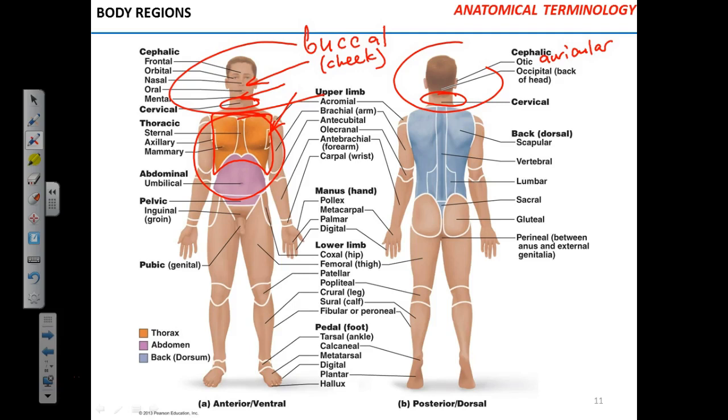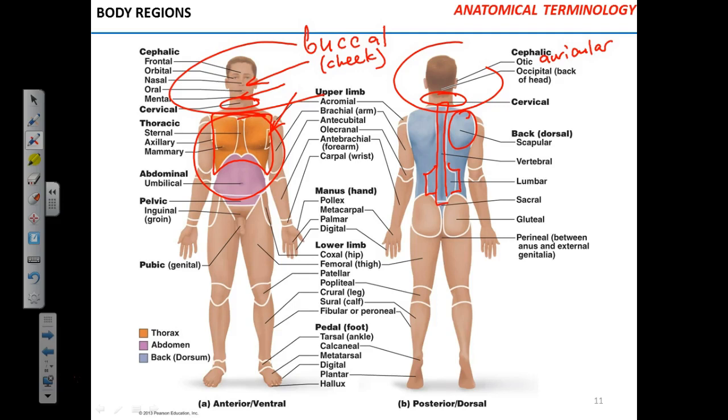Now in the back, you have scapular. That's a shoulder blade. The anatomical name for the shoulder blade is scapula. You have vertebral, which makes absolutely perfect sense. Right? You have lumbar on the sides, so it's lateral to vertebral region in the inferior aspect of your back. Does that make sense?